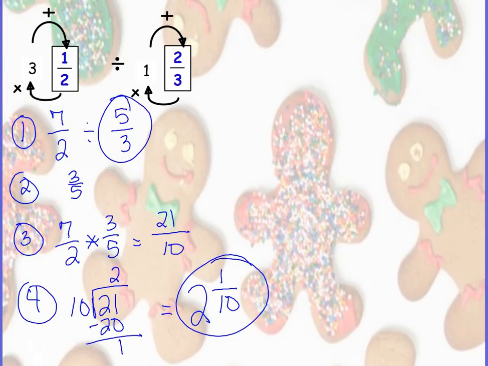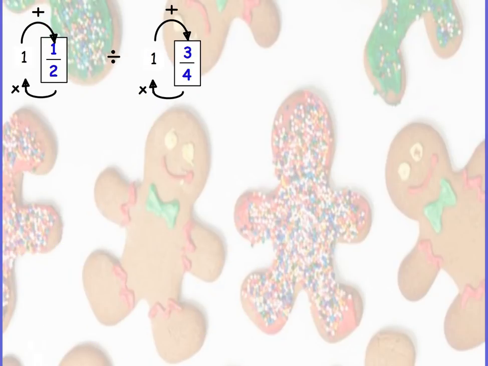Every time, I don't have to show that I'm doing this step, but I just want to remind you that that is part of the process. So what we can do is convert them to mixed numbers, or to improper fractions.